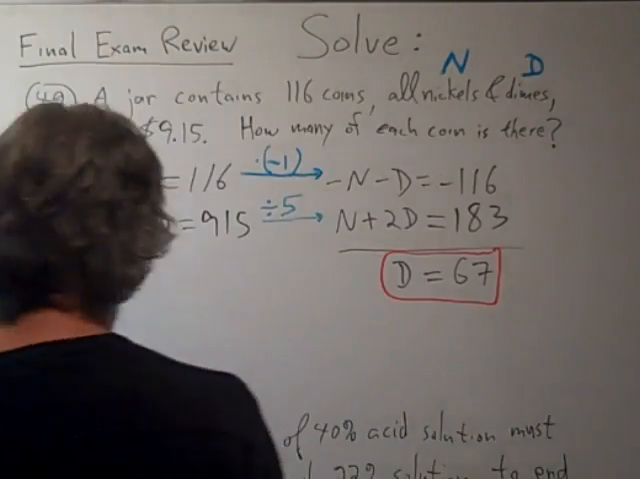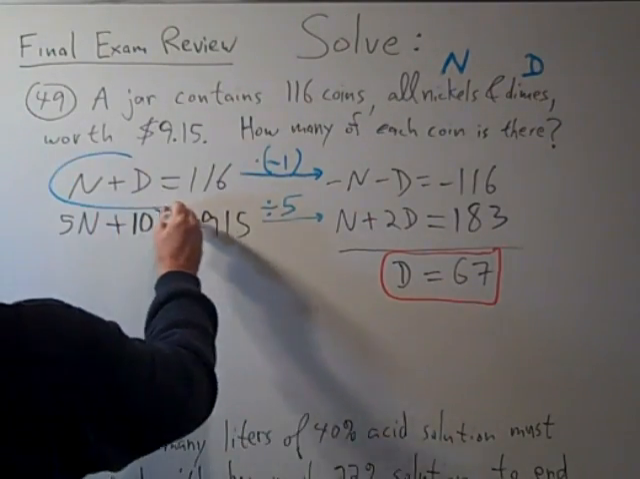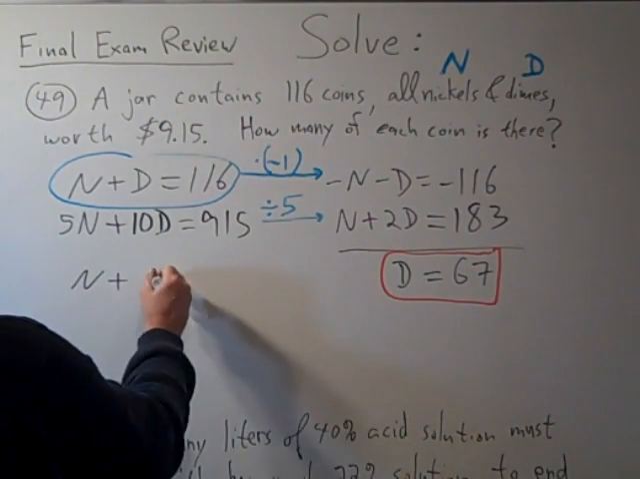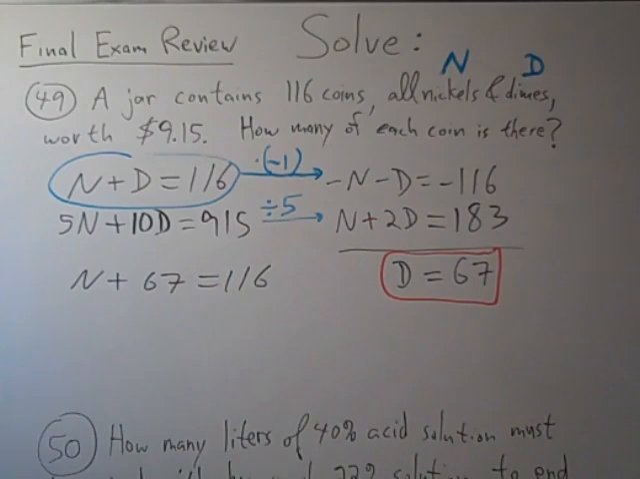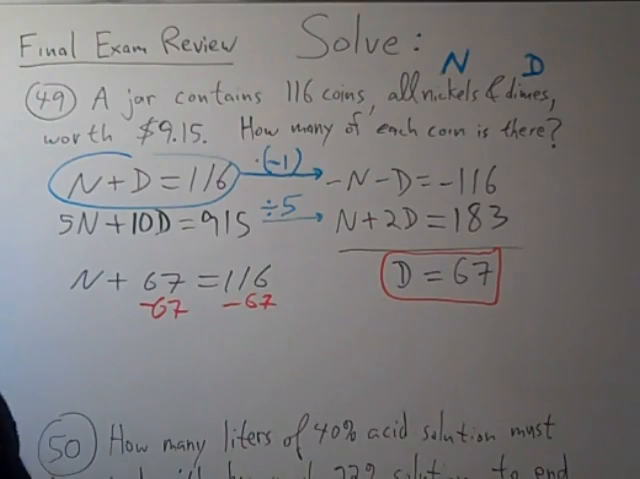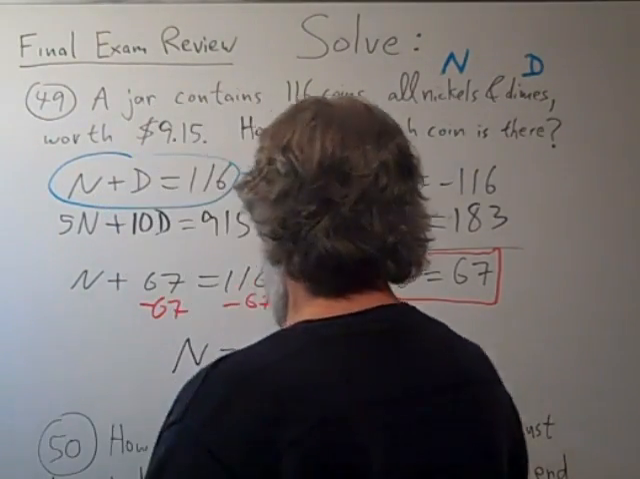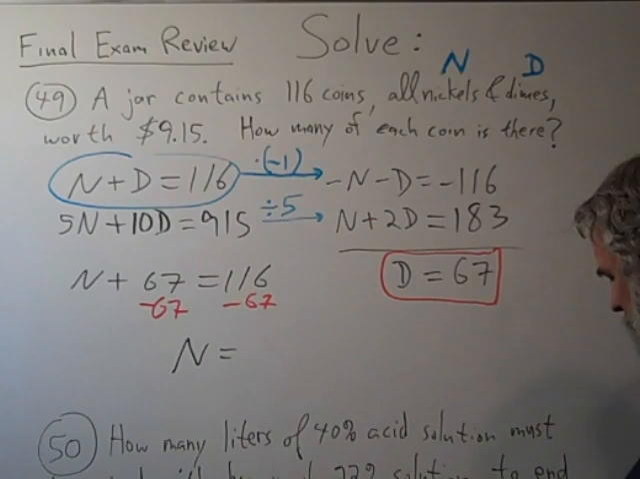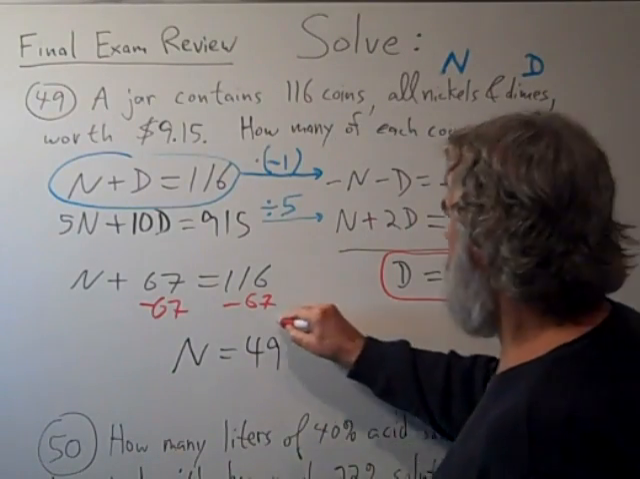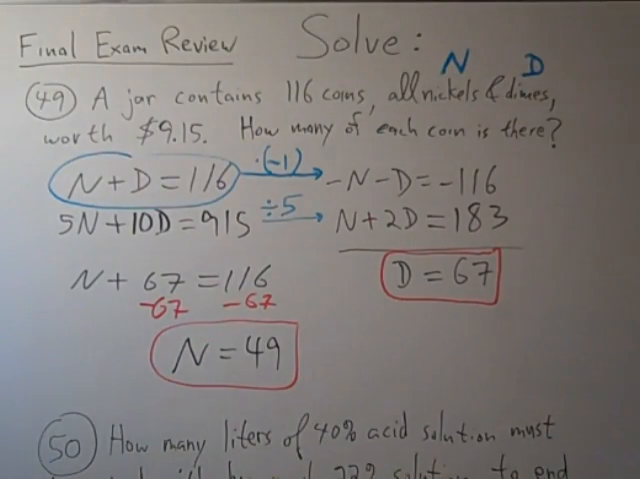we'll take this and substitute it back in the very first equation, because we can use that now to find how many nickels. Number of nickels plus the number of dimes adds up to 116. So number of nickels plus 67 was the number of dimes equals 116. And subtracting 67 from both sides, we will find how many nickels there are. The number of nickels is 116 minus 67, which comes to 49. There are 49 nickels and 67 dimes in that jar.